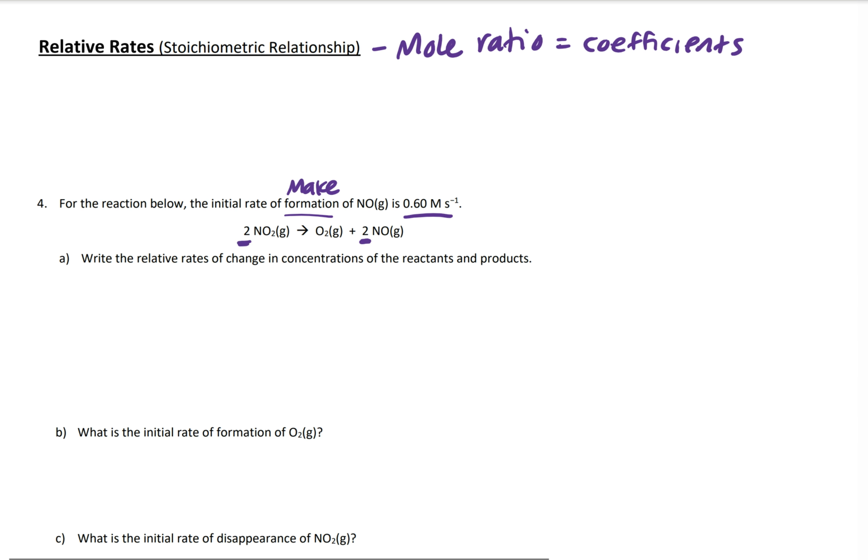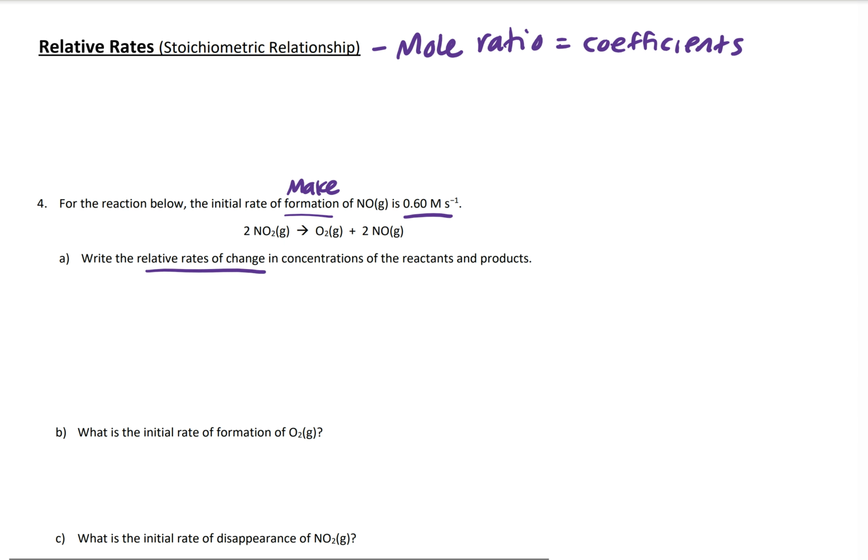If I look at the coefficient of your reactant, NO2, it's a 2. So the rate of NO is equal to the rate of NO2 because they have the same coefficient, a 1-to-1 ratio. So however fast NO2 is being used, that's the same speed at which NO is being made. That is relative rates. That is that stoichiometric relationship. That is using the mole ratio. But we have this very technical way of writing relative rates of change. So in part A, they want us to write the relative rates of change using a particular format.